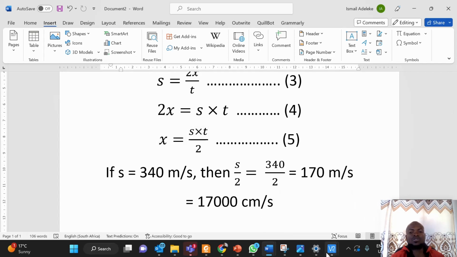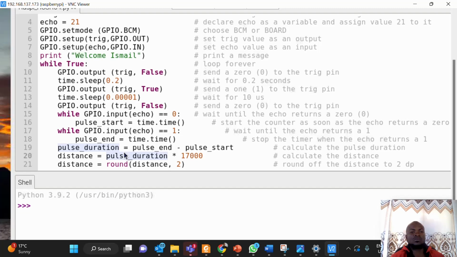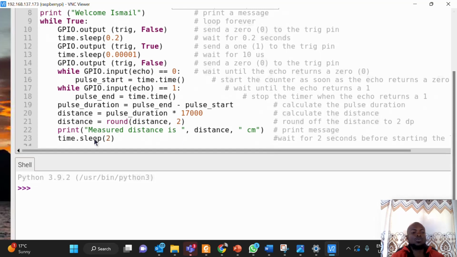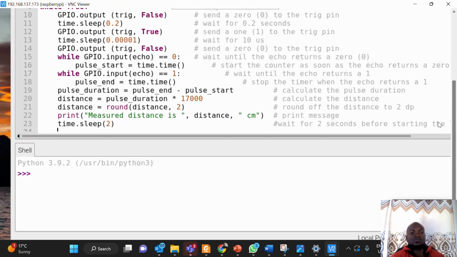Okay, so after that has been done, because it is a double, that is a floating number, a decimal number, it will have so many decimal points, so we can round it up to 2 decimal places. So this is the function to do that. And when you're done, then we can print out a message: the measured distance is, then time sleep. So after this is done, then we can run our program.